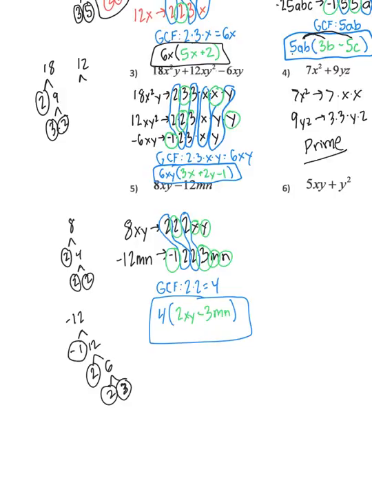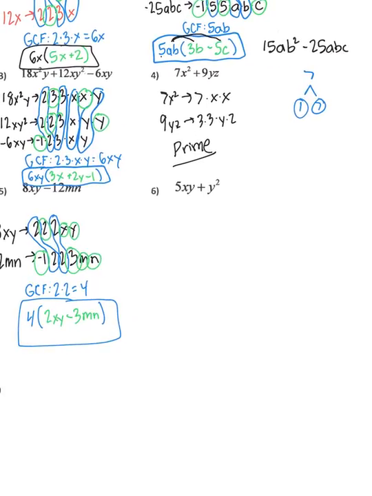Okay, we've got one more example, number 6. 5xy. Well, 5 I can't break up into anything except 5 and 1, so that's already prime. And I've just got 1x and I've got 1y. y squared, that breaks up into y times y, 2 y's. So the only thing I have in common in this one is a y.